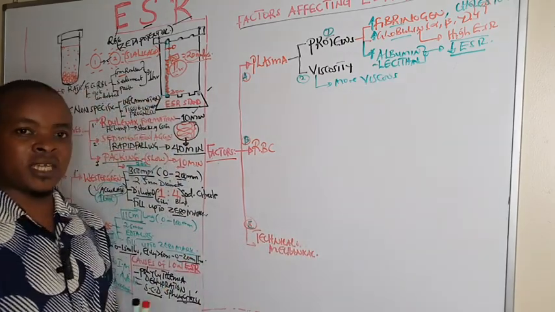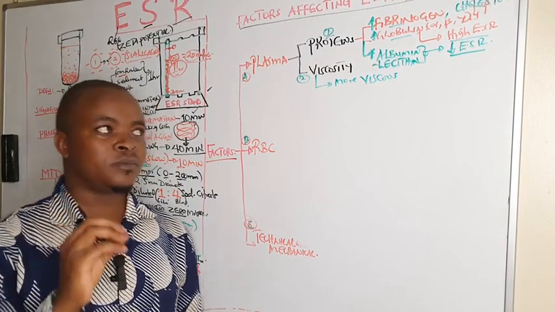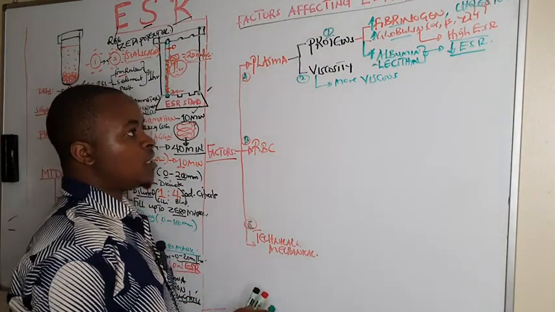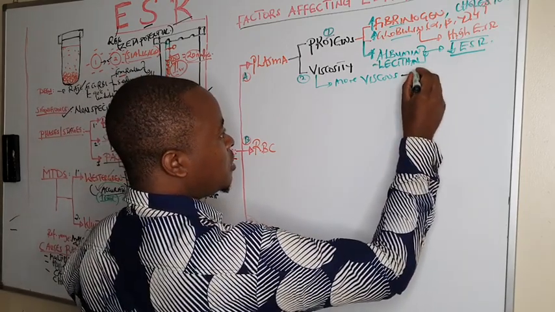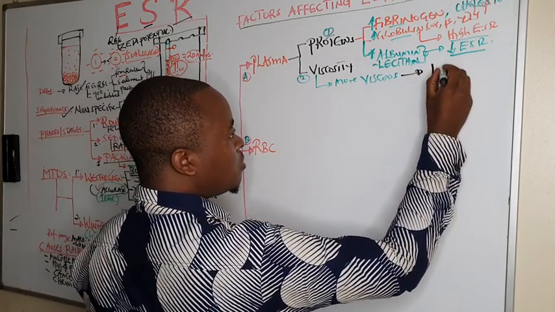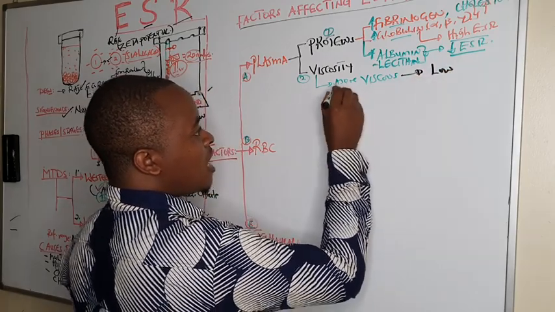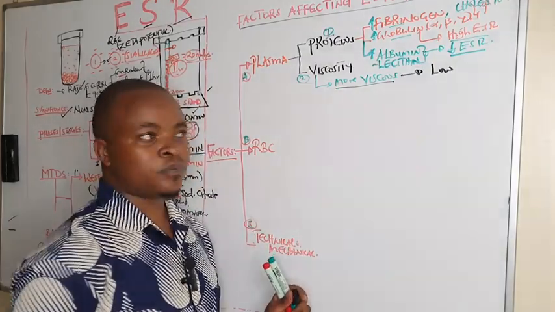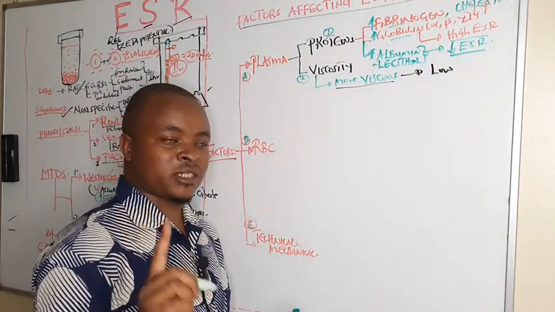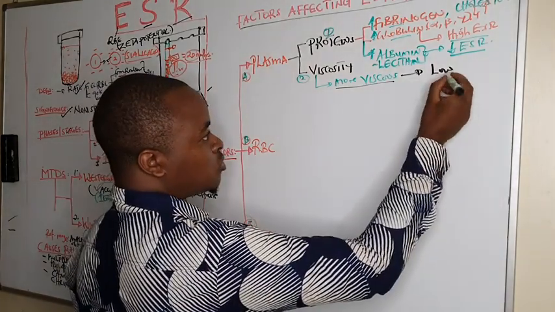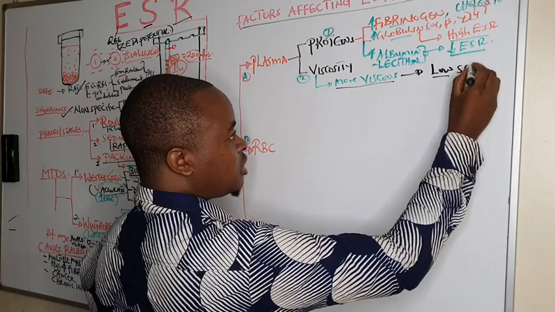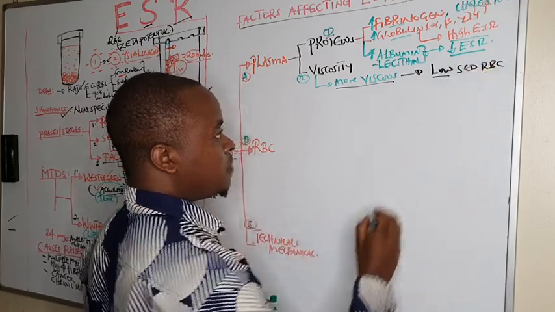Something which is more viscous means it is thick. And when it is thick, the rate of sedimentation is going to be low. So the rate of sedimentation of RBCs: highly viscous plasma leads to low ESR results. Why? Due to low sedimentation of RBCs.